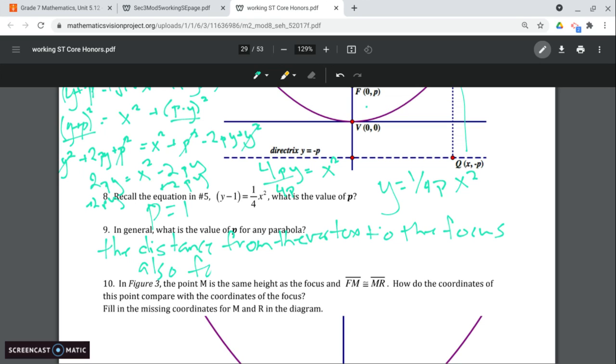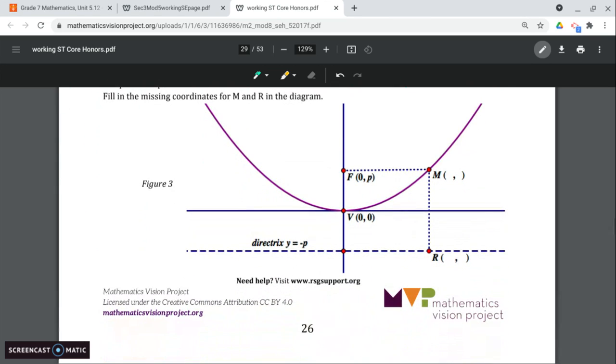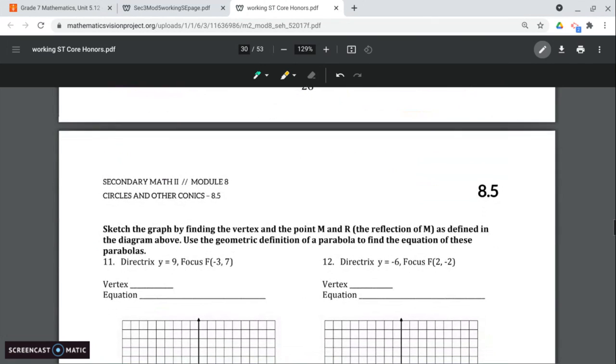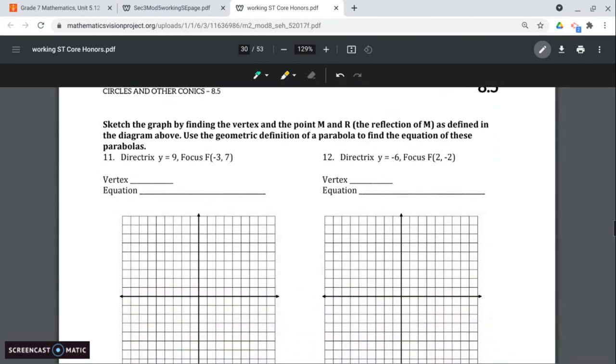Also, focus on directrix. And directrix is your key word for this lesson, directrix. All right, in number 10, all you need to do is figure out what those values would be based on what you have there and what is given. So you're just finding the coordinates for M and R.